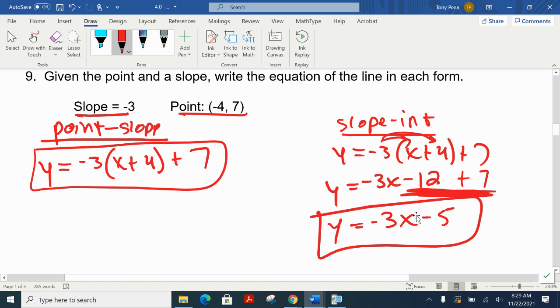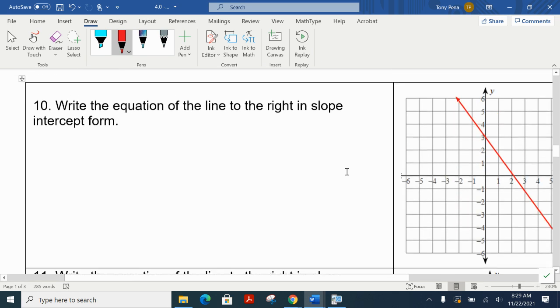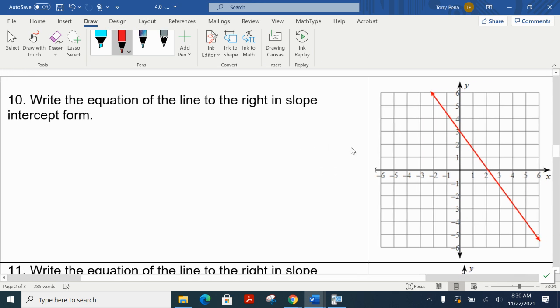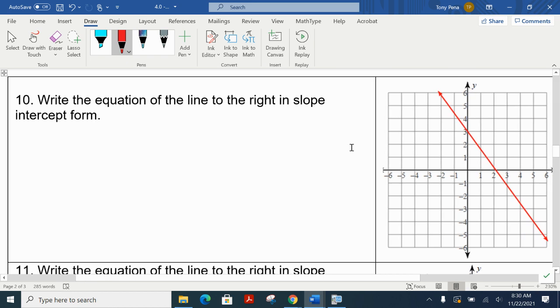All right. So now go to the next one. Let's say I don't tell you specifically which one to do. This says write the equation of the line to the right in slope-intercept form. So do that. This is probably what you did endlessly in 8th grade. You did a bunch last year in Math 1. So write the equation of that line in slope-intercept form.